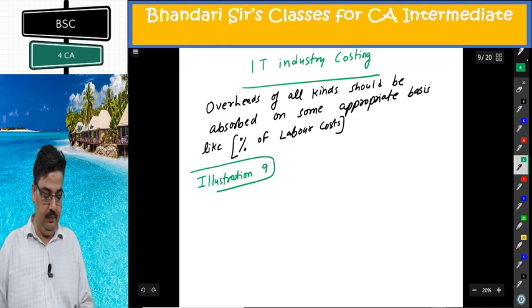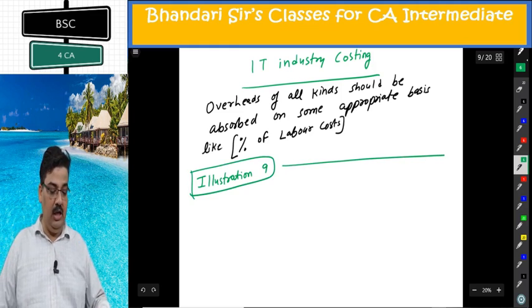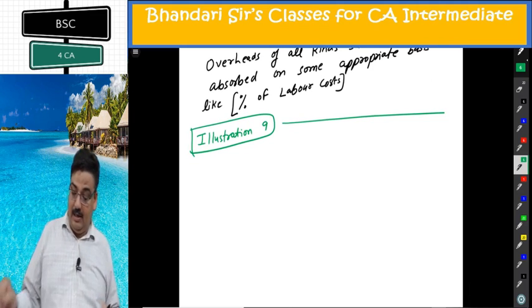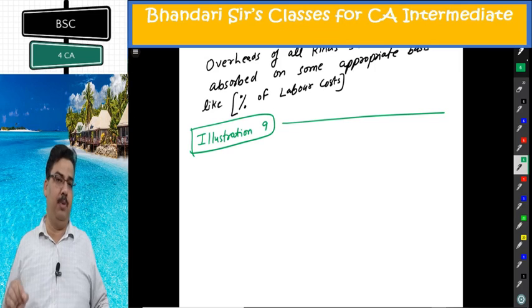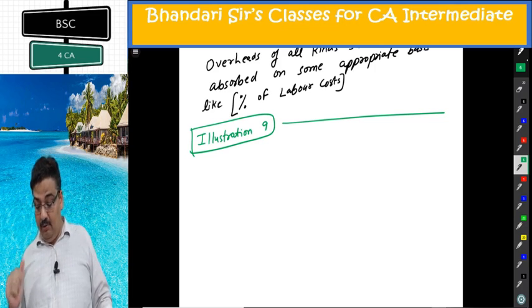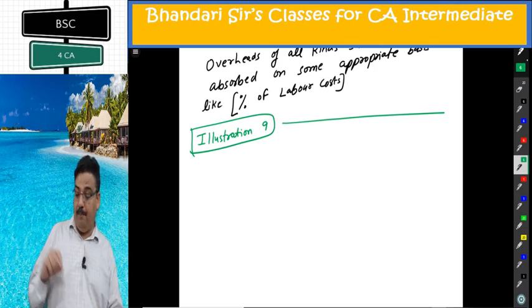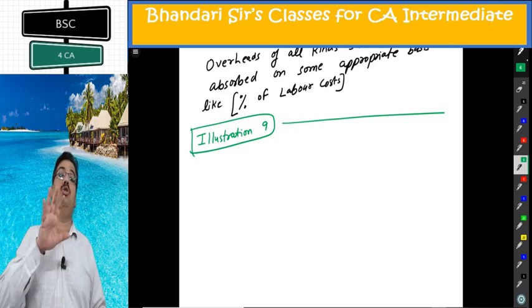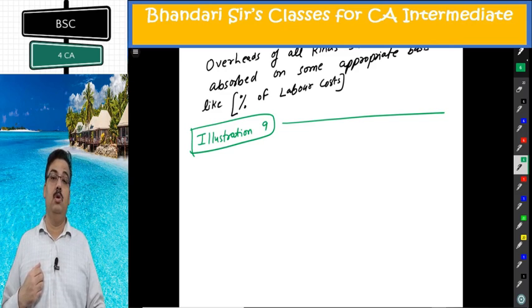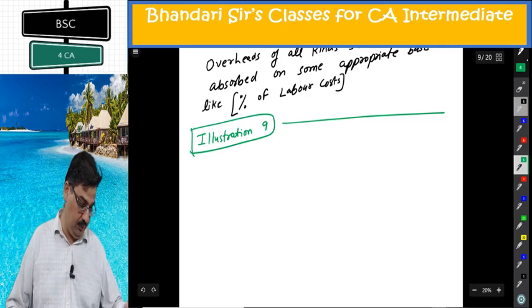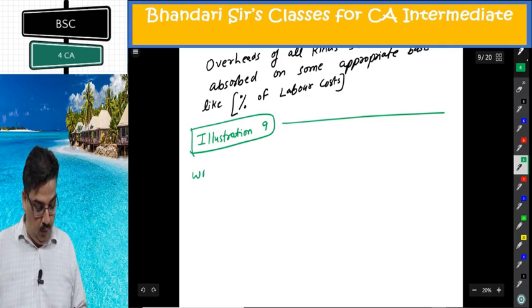Illustration 9. You must carefully note, the first table is data related to the company, not the project, for the year 2006-2007. Using this data, we are going to make a project cost sheet for which details are given at the bottom. The project duration is only 6 months. Now, what to get from the first information? Working notes. Working note 1.